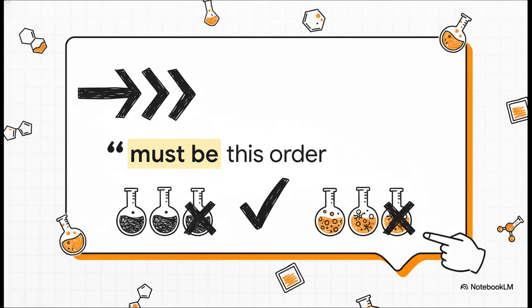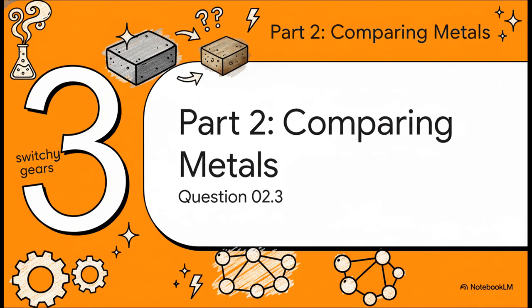And there's the trap. Must be this order. So if you wrote 26, 26, 30, even though all the numbers are technically correct for the atom, you'd get 0. The mark scheme isn't just testing what you know, it's testing if you can present it with absolute precision. All right, let's keep it moving. The next part of the question shifts gears a bit. Now we have to compare the properties of 2 different metals. So we're moving from just recalling facts to actually applying what you know.